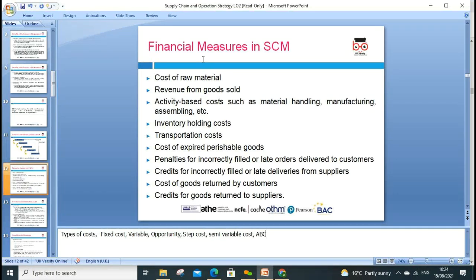Sometimes we want to sell for pennies. We want to sell lower than cost. Okay, have we heard about dumping and anti-dumping? Dumping means you're selling for less than the cost.